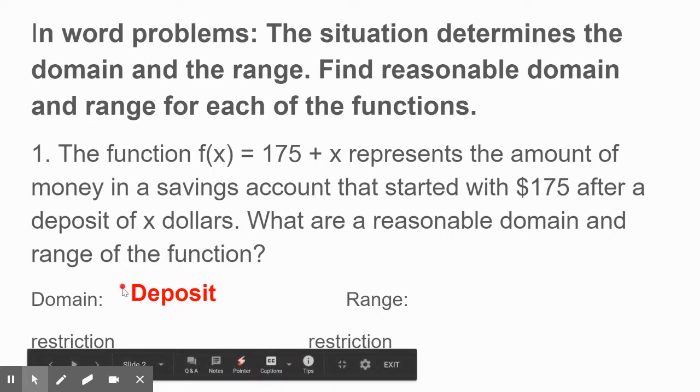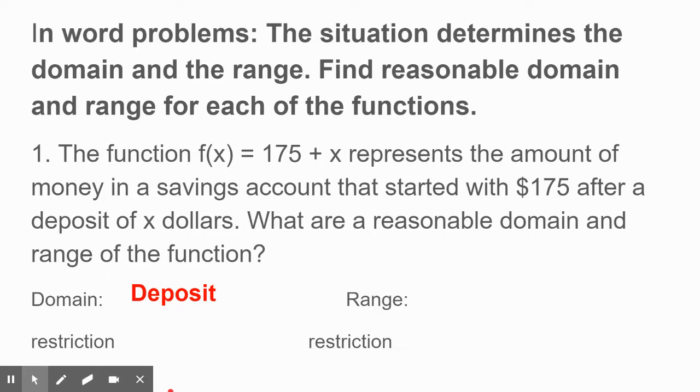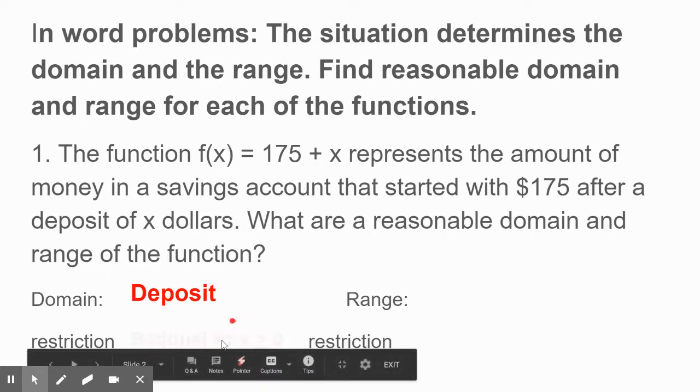In our money system, we deal with money that's a decimal to the nearest hundredth. So that means our restriction has to be rational numbers. And not only that, they have to be positive rational numbers because we're not going to deposit negative numbers. So the restriction on the domain is positive rational numbers because our money system is based on decimals to the hundredths place. And that's a rational number.